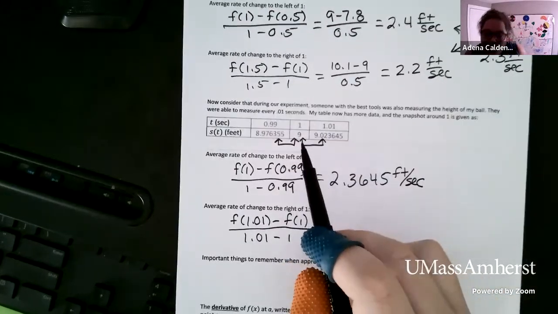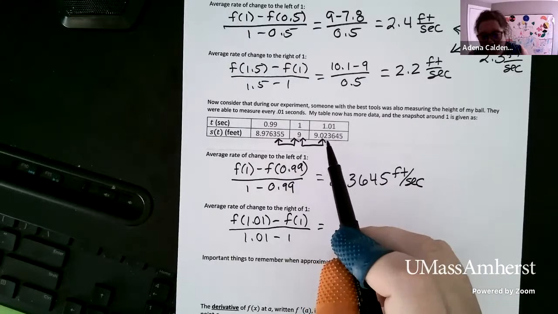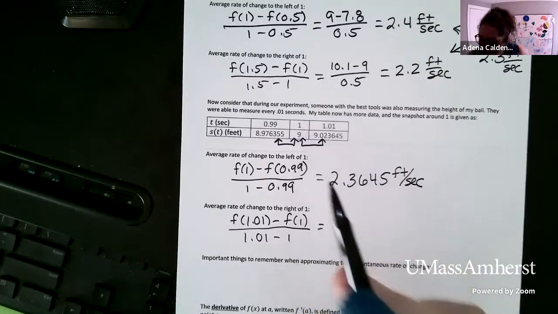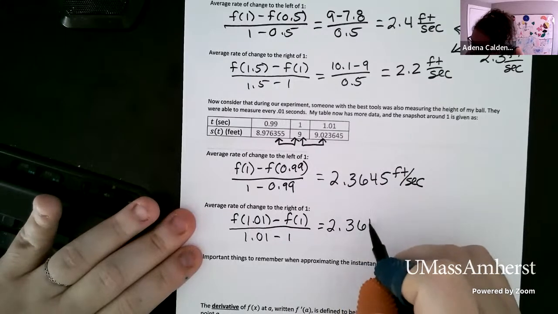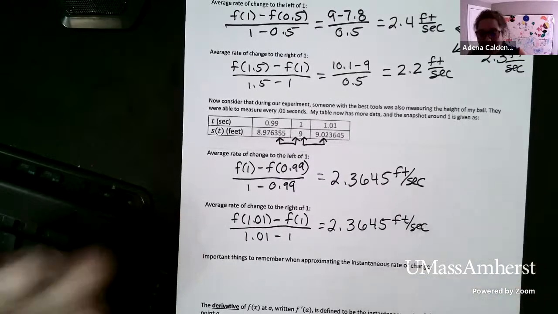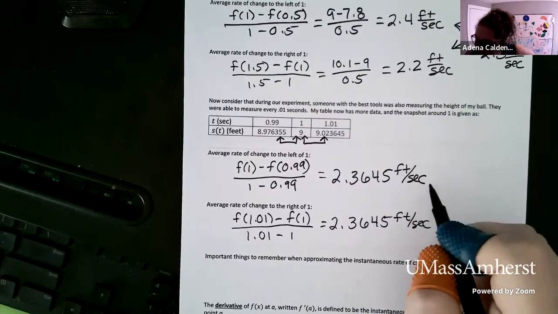When you go ahead and do the right-hand average rate of change, we're doing 9.023645 minus 9 divided by 1.01 minus 1. And when you plug that in, you get 2.3645 feet per second, right?